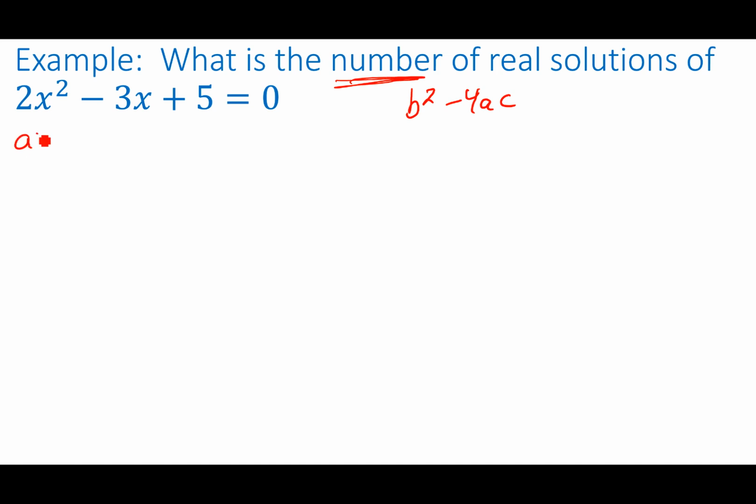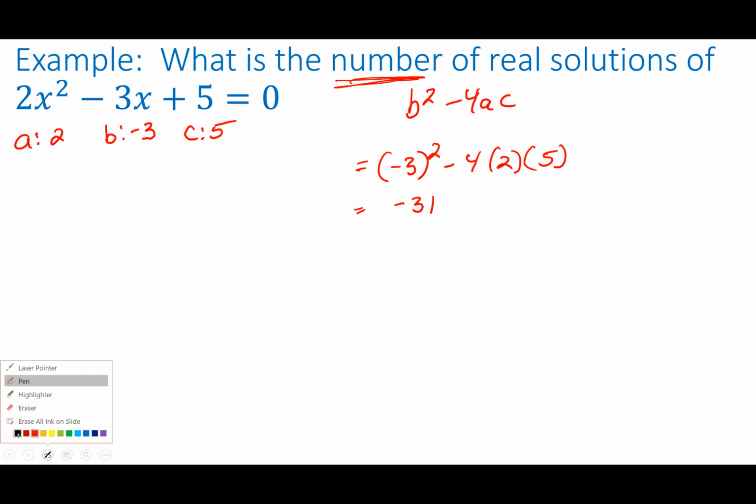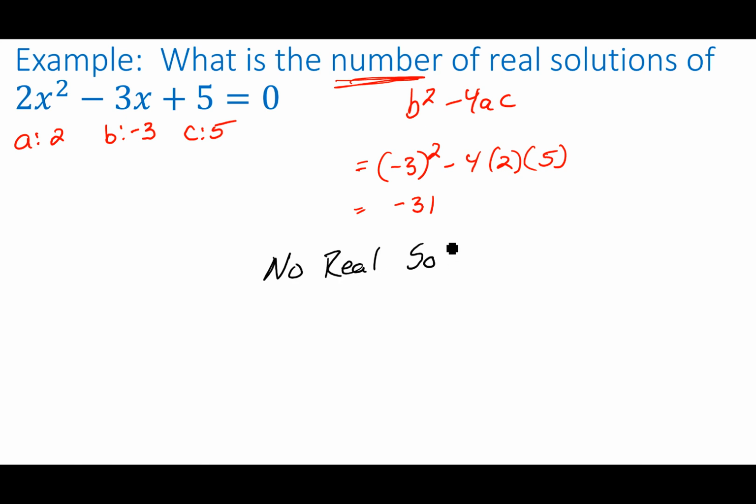All right, so in this case, my A is 2, my B is negative 3, my C is 5. B squared would be a negative 3 squared, and I encourage you to use parentheses with these negatives, minus 4 times A times C, which is 5. When I do this, I end up with a negative 31. So number of real solutions, when we have that negative value, there are no real solutions, would be our final answer here.